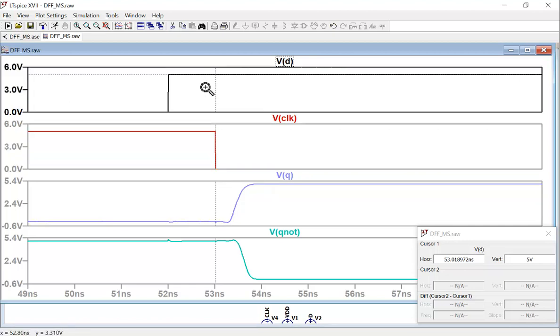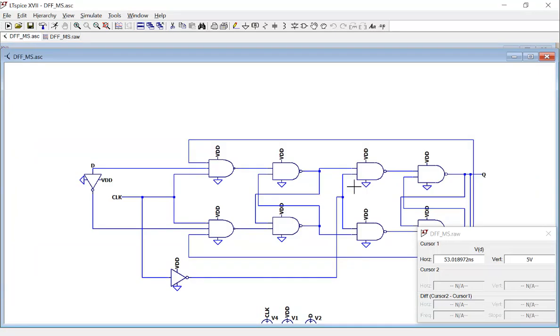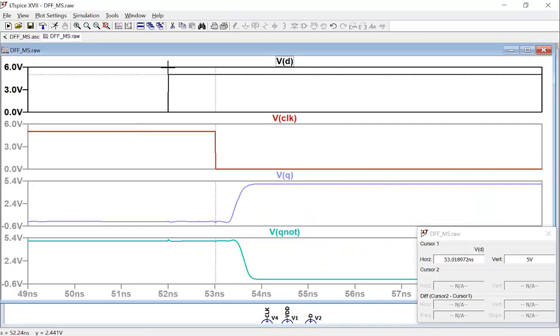Why is holding the data there? Because after the falling edge of the clock, right? So data will be sent to Q, and it's holding Q there and not being changed. And why? Why is Q not being changed? Let's come back here.